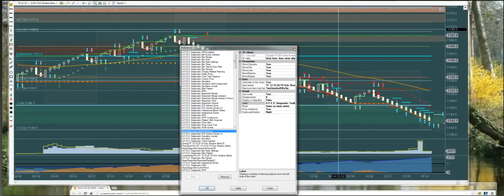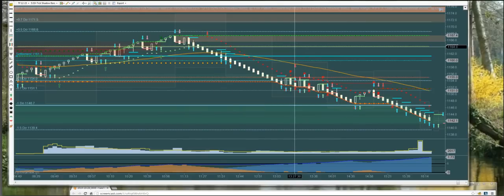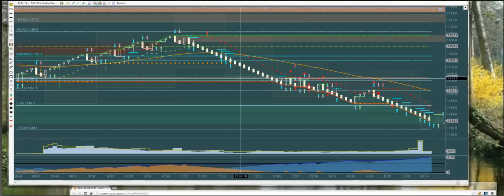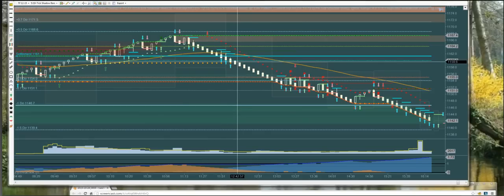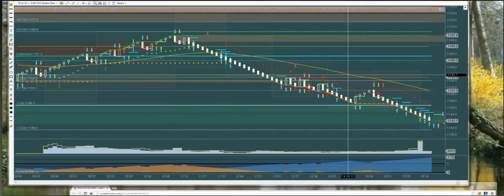It helps me visually see it because I squish my chart sometimes. Is that a gold EMA line? Yes, that's a 50. It's a gold EMA line. It's an Apex diagnostic EMA line set to 50.